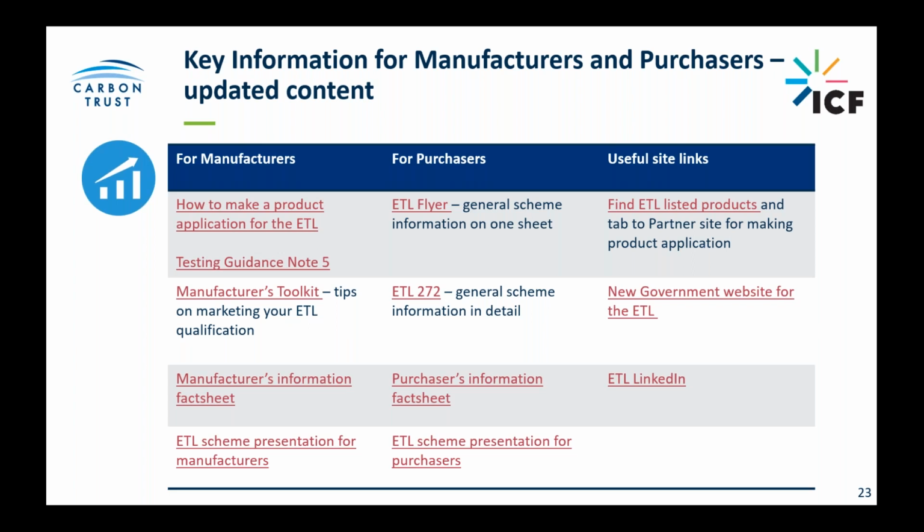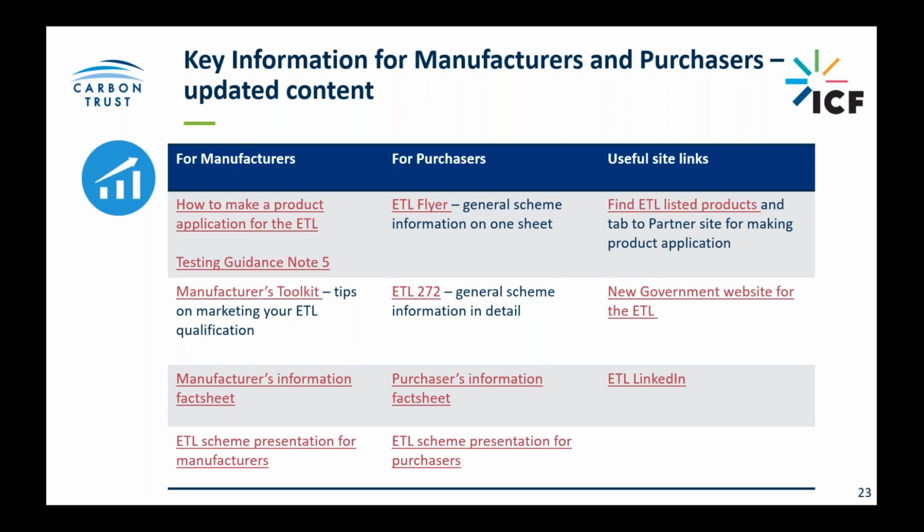So then for purchasers, we have a flyer that we use at events. It's 2 pages. It gives general scheme information, and it gives an example of energy savings and costs from a lighting project. So if you are wanting to give something quickly to your customers, that might be something that you give them. It lists out all the different technologies.